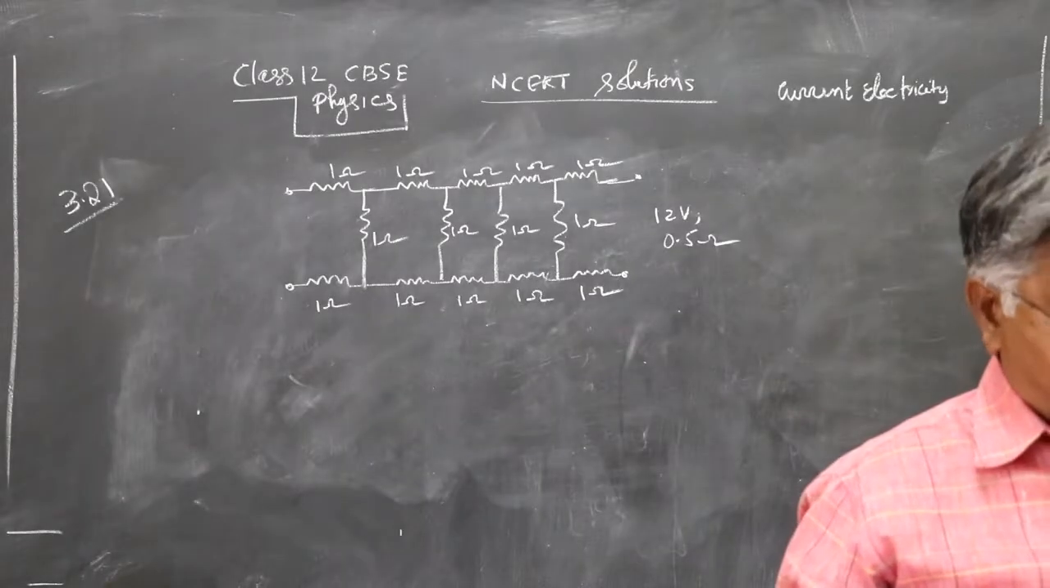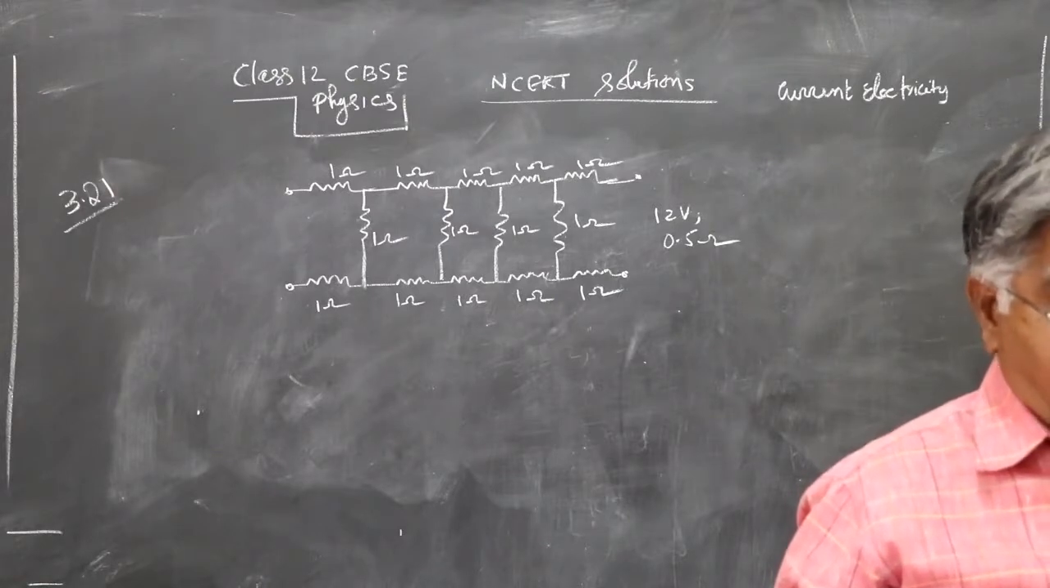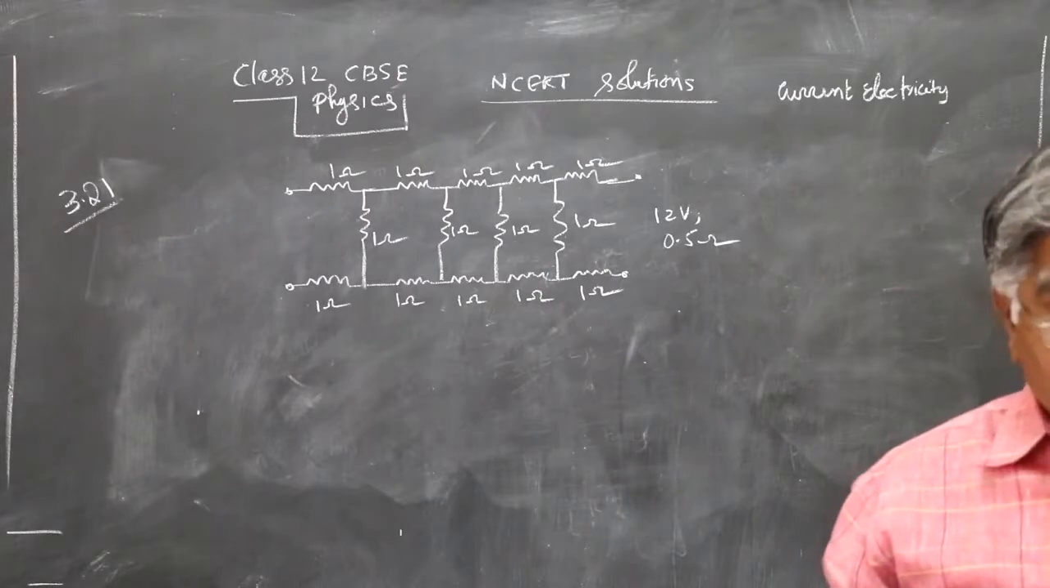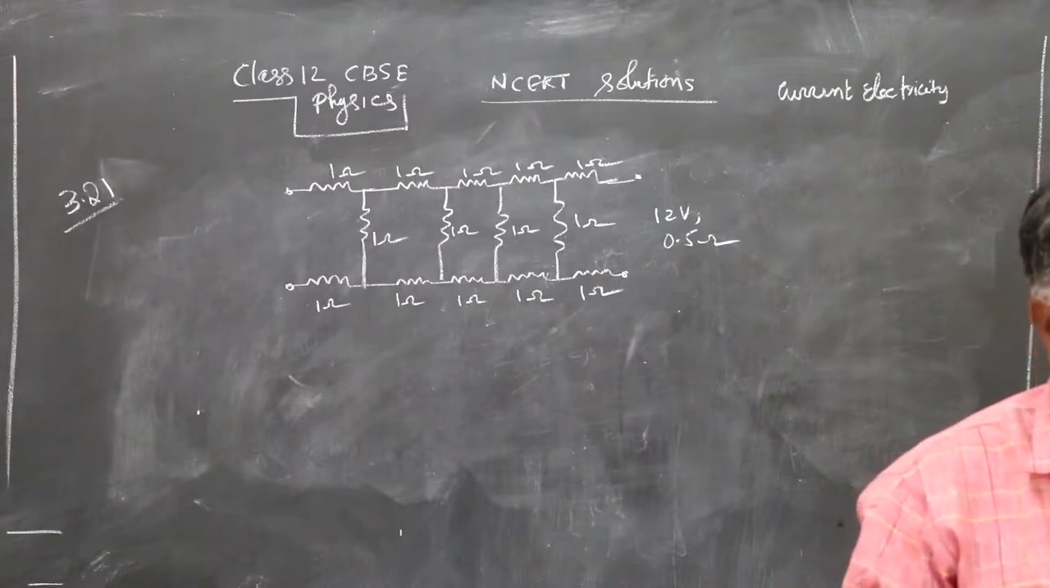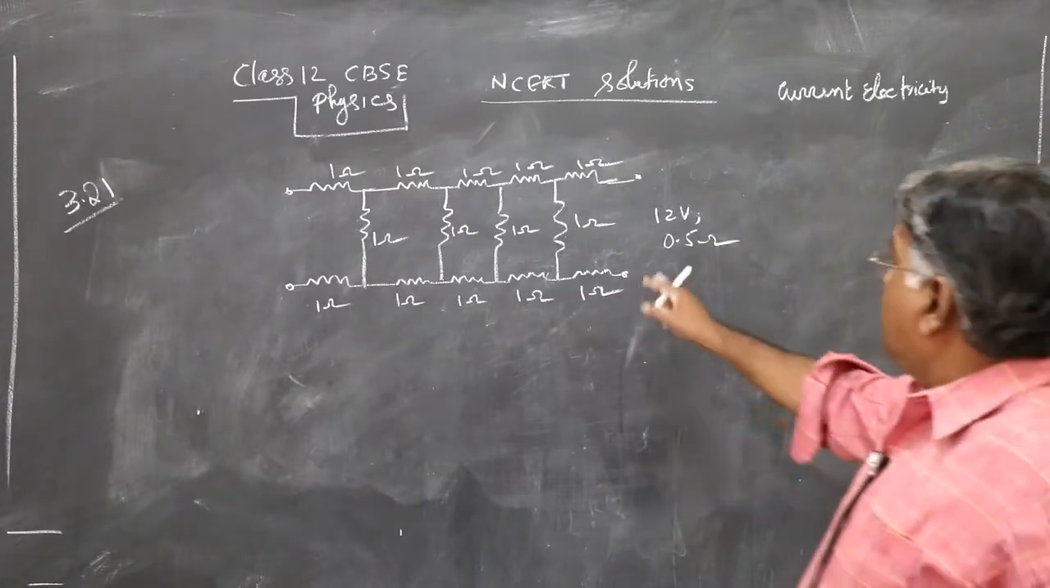Next question: determine the current drawn from a 12 volt supply with internal resistance 0.5 ohm by the infinite network shown in the figure. I have drawn the figure there. Each resistor has 1 ohm resistance. So you have to find out the current drawn from the battery.